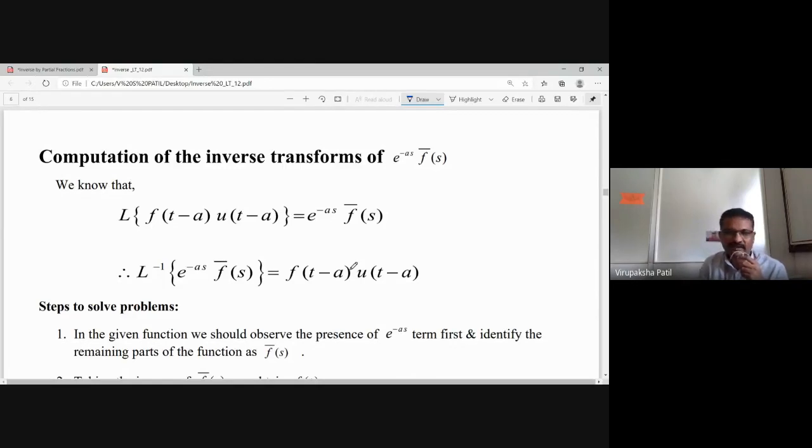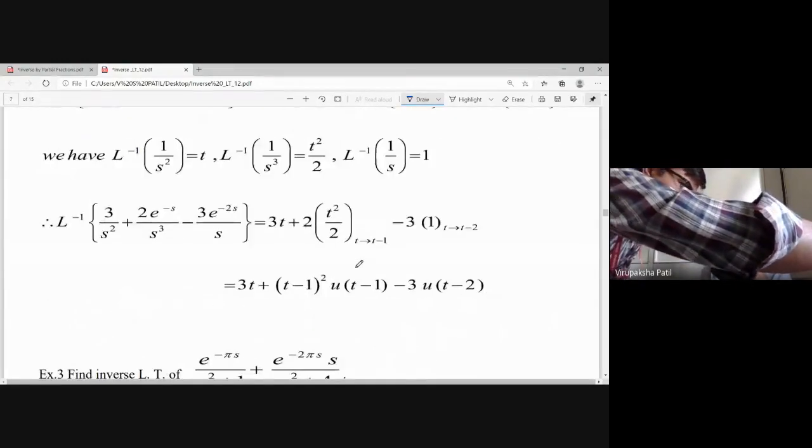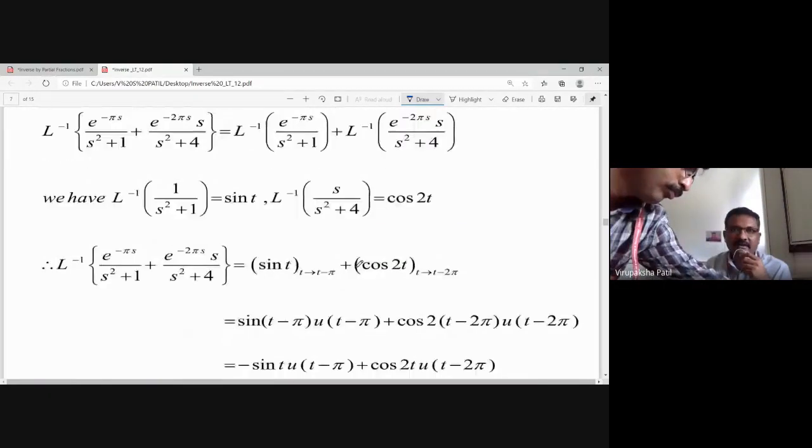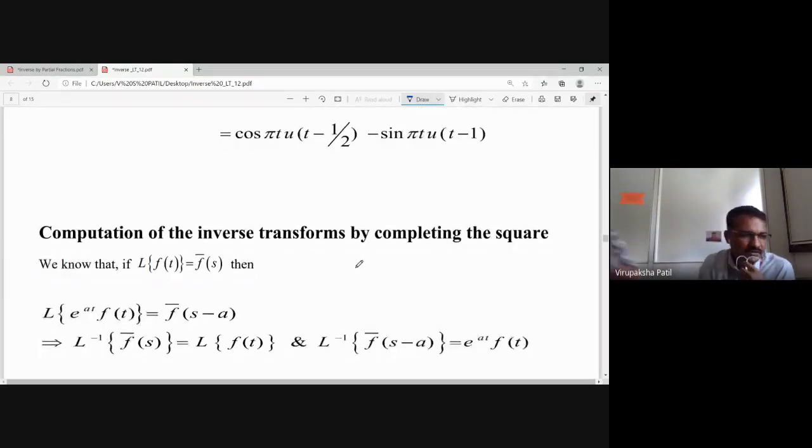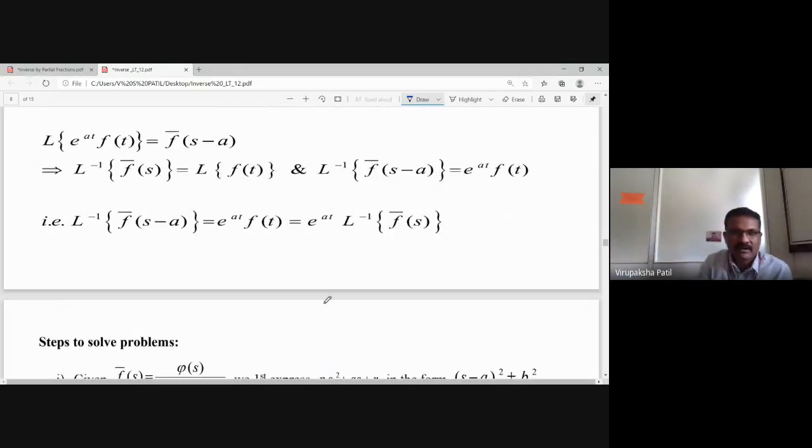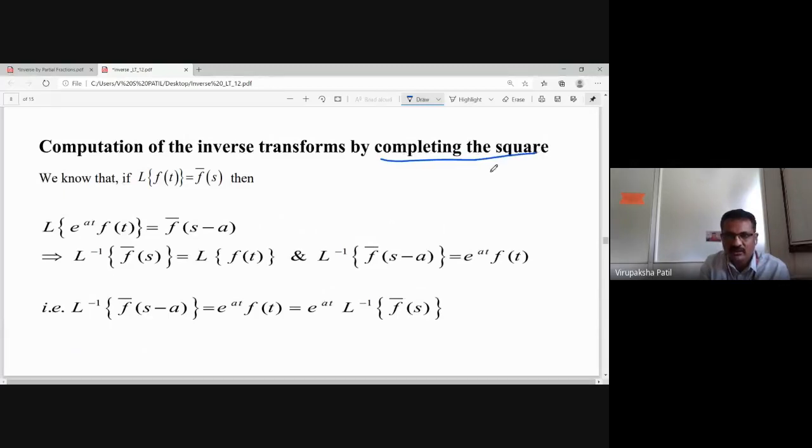Okay, then immediately after that we have learned one more thing: by completing the square, we are going to use a reverse shifting property. Reversely, the shifting property, that is your numerator and denominator. If it is in terms of s minus a or s plus a form, first you should take a outside, so that you can write e to the power at, or if it is minus, e to the power plus at.